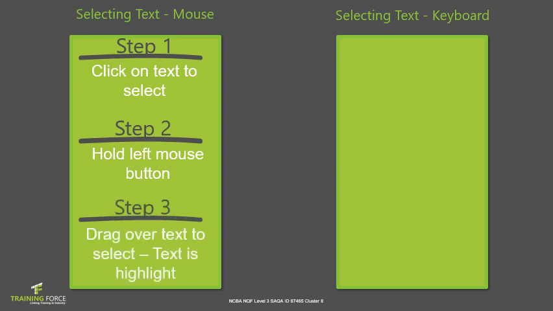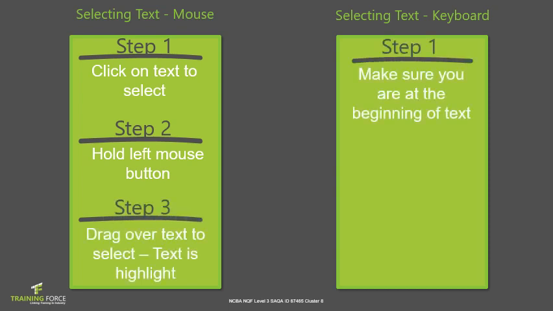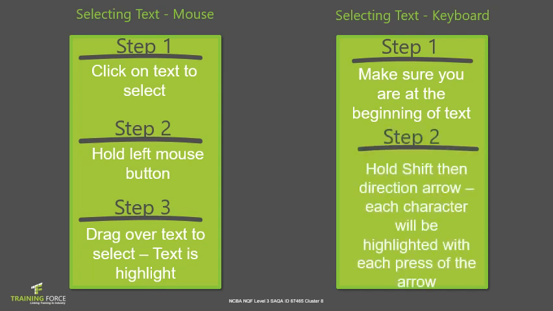When using the keyboard, make sure you're at the beginning of the text, like we mentioned. Hold the Shift key, then press the directional arrow on your keyboard, and each character will be highlighted with each press of the arrow.